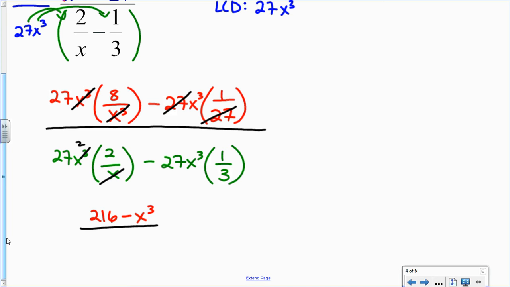$27x squared times 2? 64x squared. Okay. Here, the 3 cancels, and I'm left with 9x cubed. So negative 9x cubed times 1 is negative 9x.